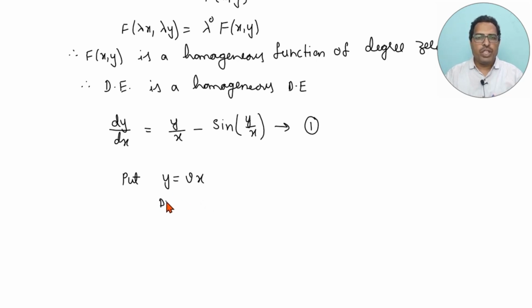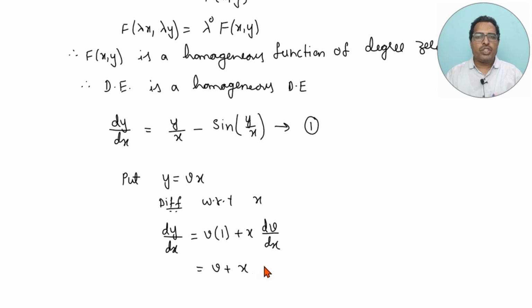Let us differentiate this with respect to x. We get dy by dx equals, now vx is in the form of a product, so we will use the product rule here. v into the differentiation of x, which is 1, plus x into the differentiation of v, which is dv by dx. This is nothing but v plus x into dv by dx.